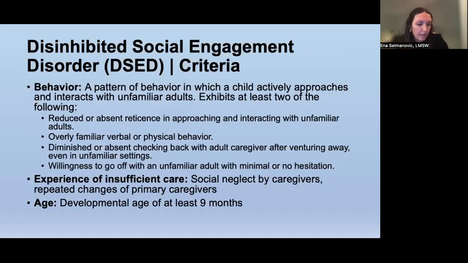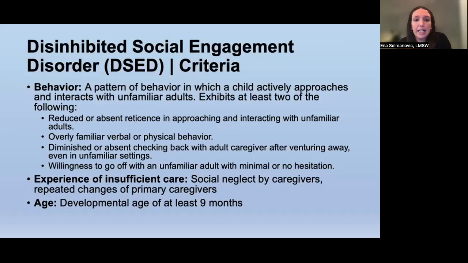Next, let's look at disinhibited social engagement disorder. So the criteria here is a pattern of behavior in which a child actively approaches and interacts with unfamiliar adults. The child exhibits at least 2 of the following: reduced or absent reticence in approaching and interacting with unfamiliar adults, overly familiar verbal or physical behavior, diminished or absent checking back with adult caregiver after venturing away, even in unfamiliar settings, and a willingness to go off with unfamiliar adult with minimal or no hesitation. So essentially, the criteria here is, I want to mention culture as well. So culturally inappropriate, overly familiar behavior with unfamiliar adults.